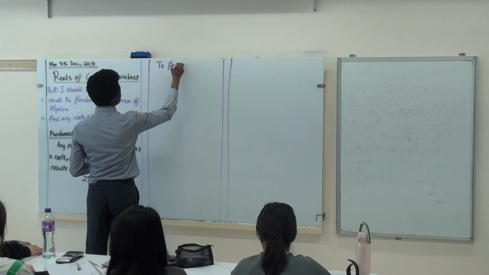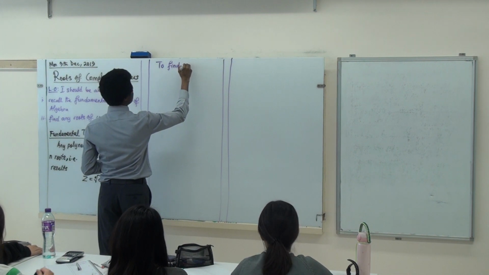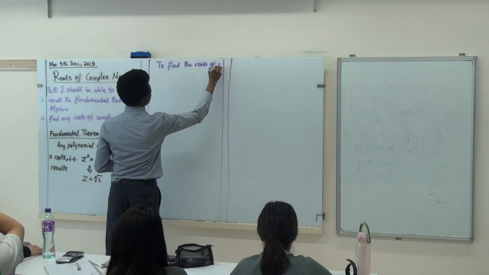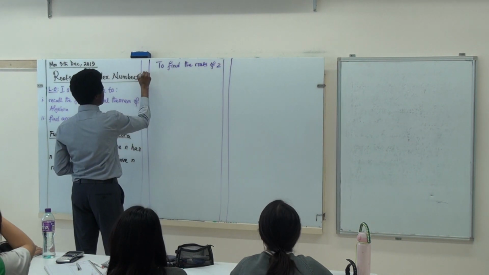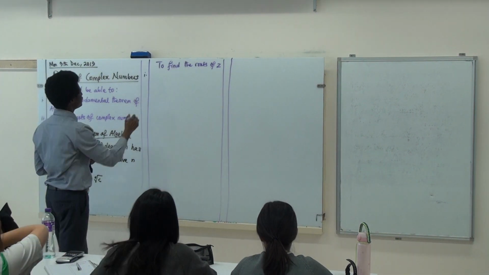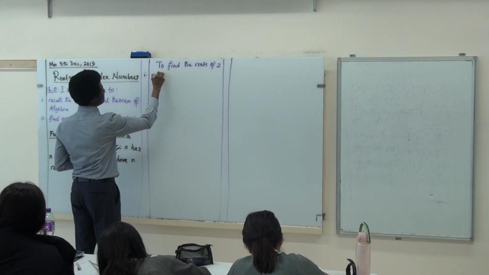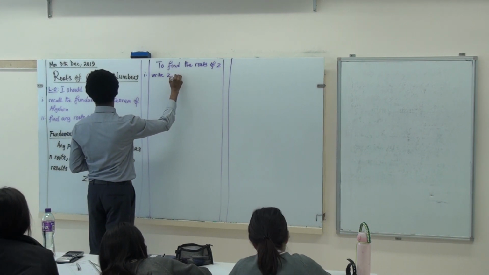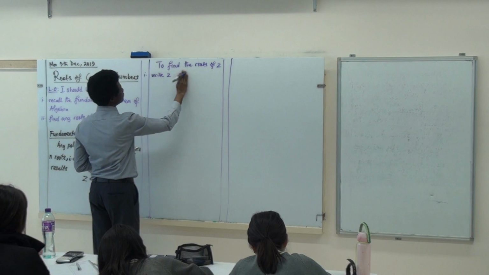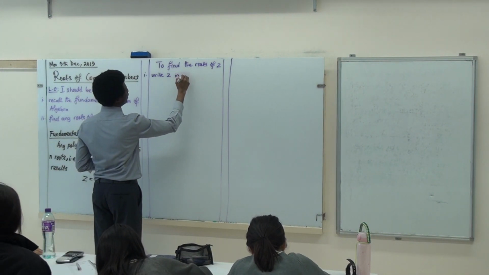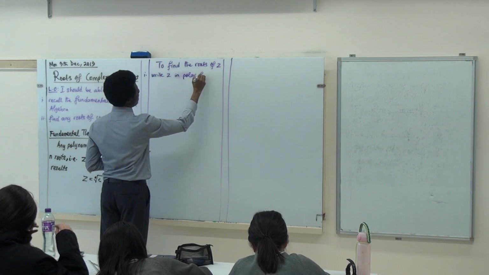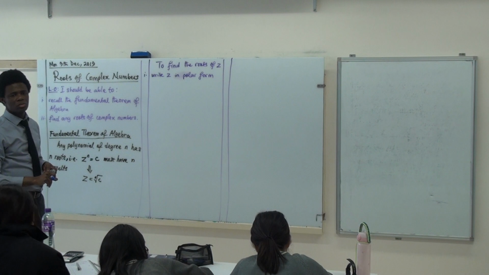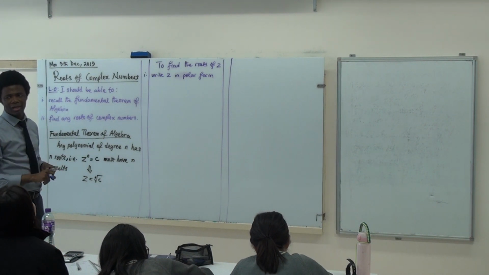To find the roots of a complex number z, these are the steps we should follow. First, write your z in polar form, which is the absolute value of z times CIS of the argument.